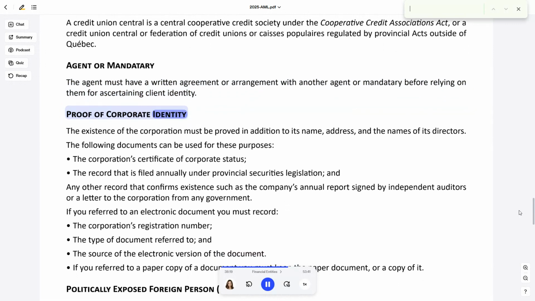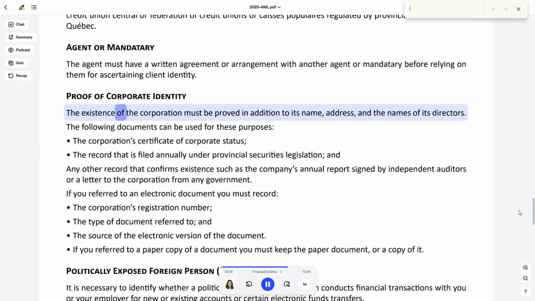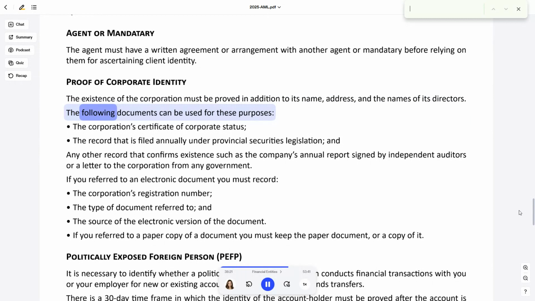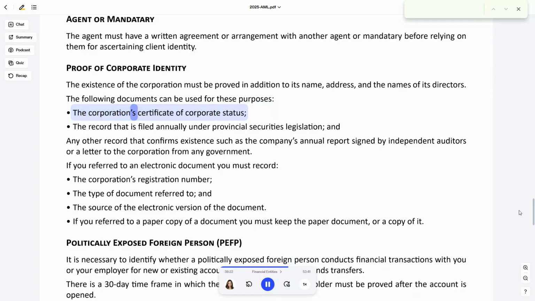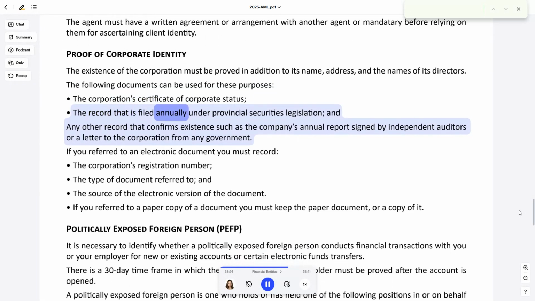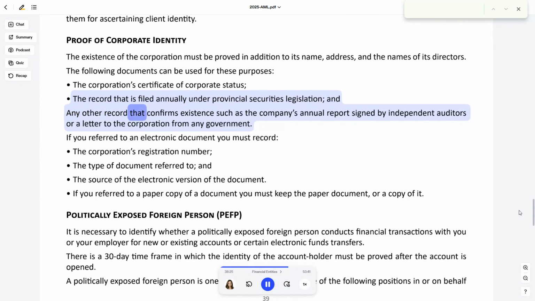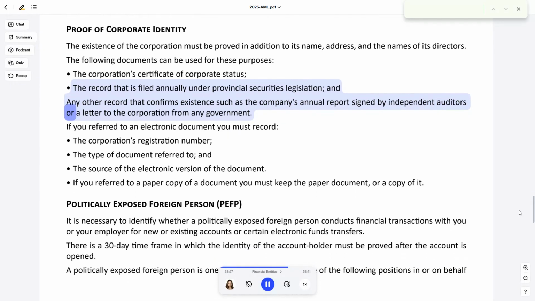Proof of corporate identity. The existence of the corporation must be proved in addition to its name, address, and the names of its directors. The following documents can be used for these purposes: the corporation's certificate of corporate status, the record that is filed annually under provincial securities legislation, and any other record that confirms existence, such as the company's annual report, signed by independent auditors, or a letter to the corporation from any government.